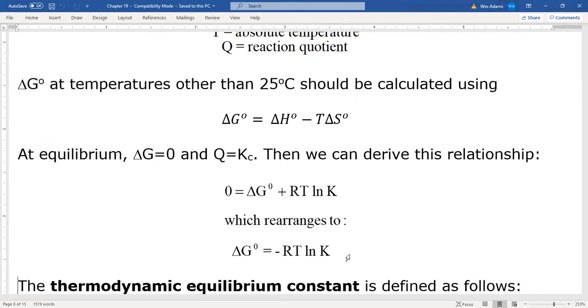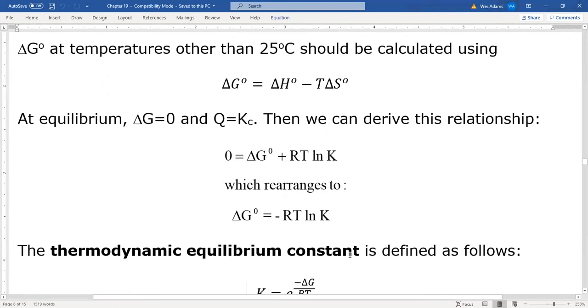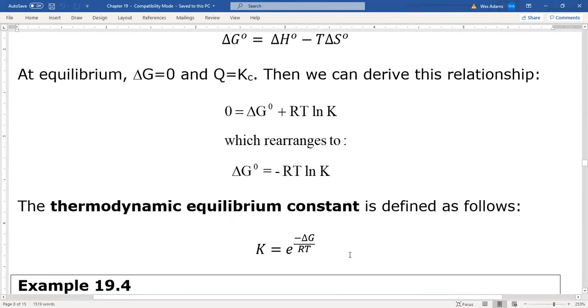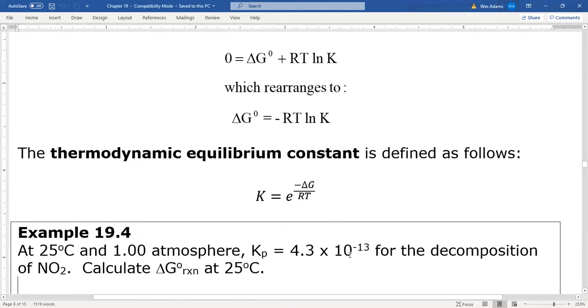And so that's called a thermodynamic equilibrium constant. It is a bit of an estimation. So then you can rearrange that and say K is equal to e to the x, a mathematical function, not a variable, raised to the negative delta G divided by R and T. So let's look at an example of that.